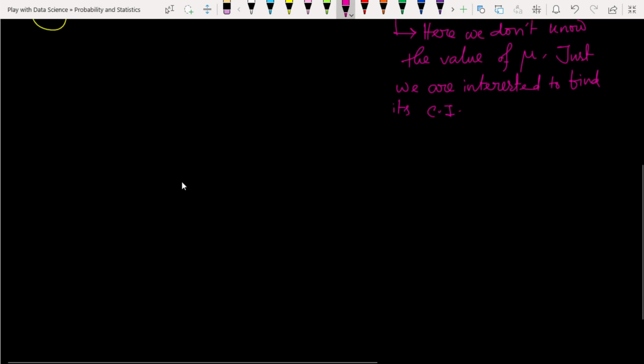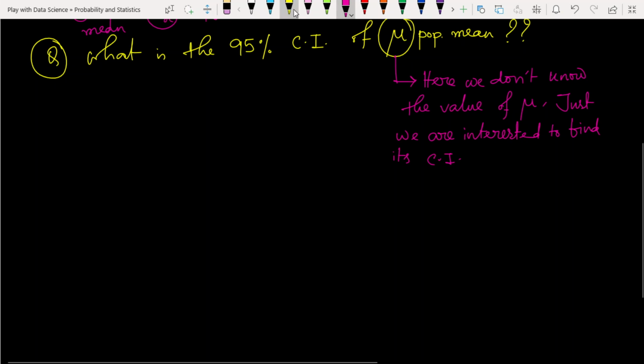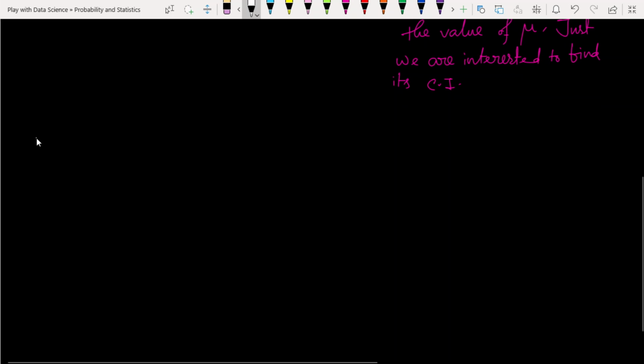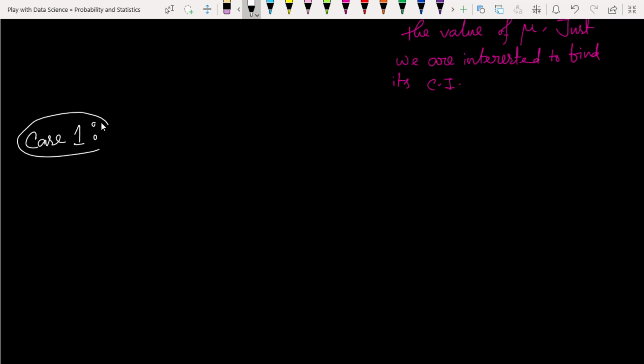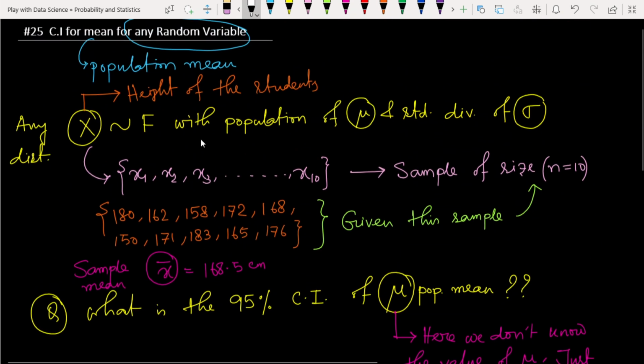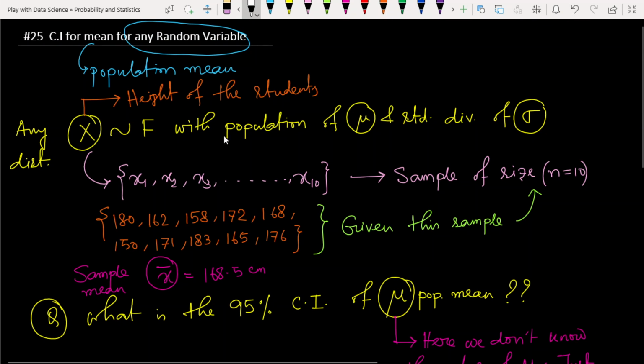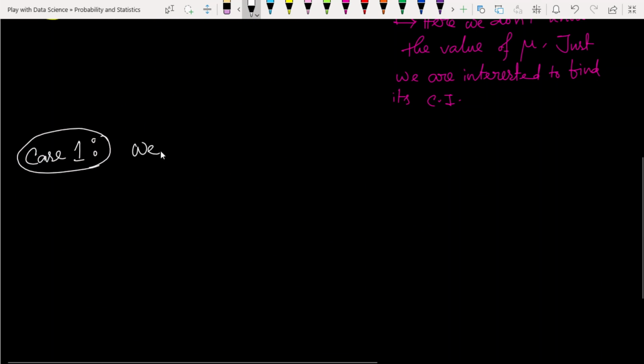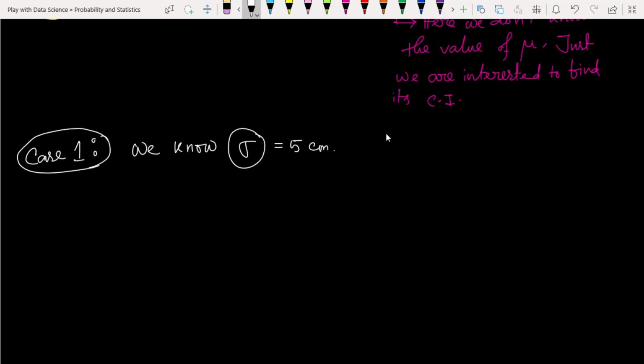Now there may occur two cases. Let's discuss the cases one by one. First, case one. Suppose in the first case we only know the standard deviation, the population standard deviation. Suppose, as an example, it is 5 centimeters.